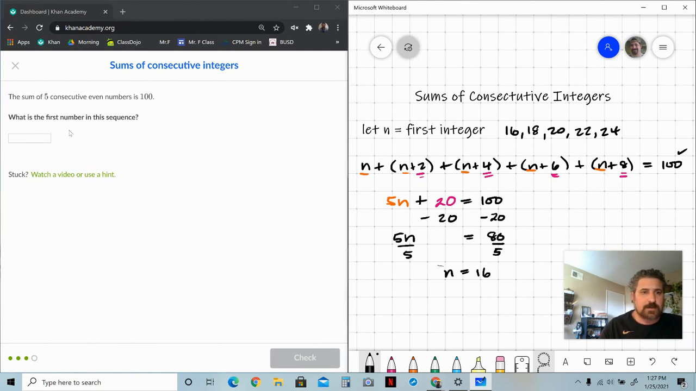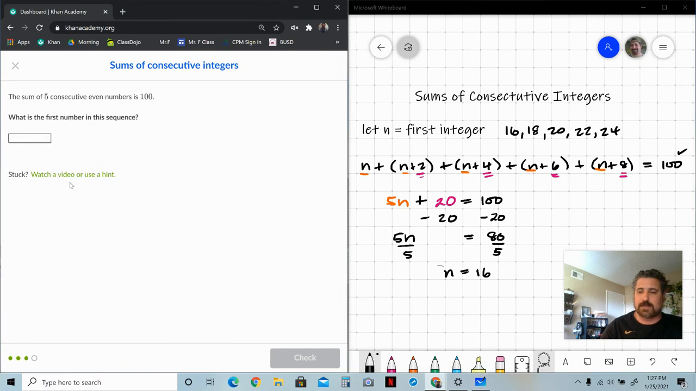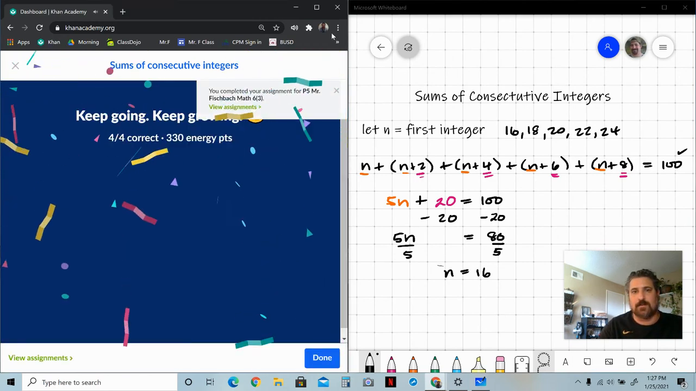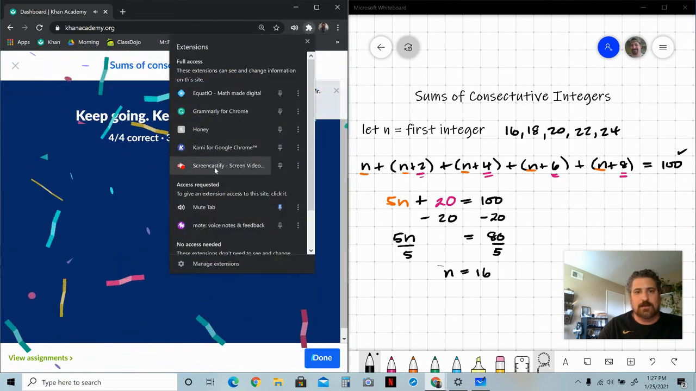So it says, what is the first number in the sequence? The first number in the sequence would be 16. And that's how you do this skill, right? So hopefully you guys now have that, and you can see how to do that. So good job.